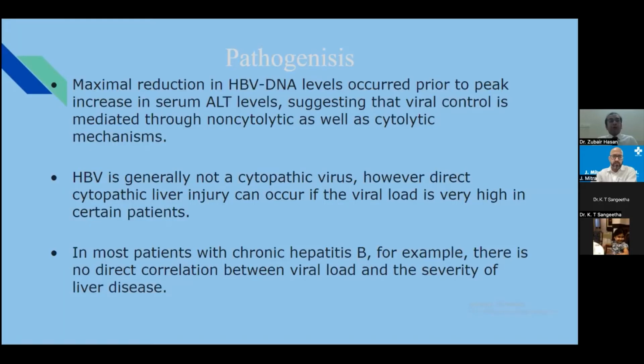The maximal reduction in HBV DNA levels occurs prior to the peak increase in serum ALT levels, suggesting that viral control is mediated through non-cytolytic as well as cytolytic mechanisms.